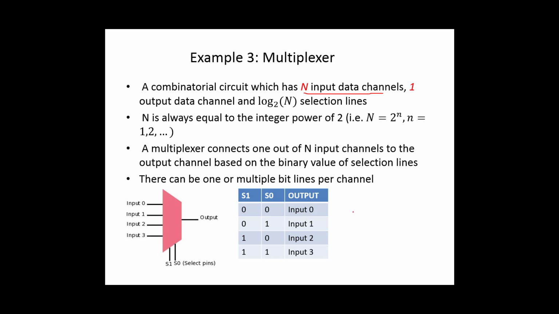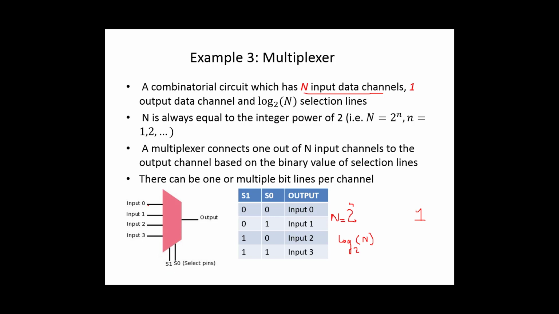So the number of input channels is always equal to 2 raised to power n, the number of output channels is always equal to 1, and the number of selection lines is always equal to log 2 of the number of input channels. So capital N is equal to 2 raised to power small n, and the number of select lines is equal to log 2 of capital N. And the task of the multiplexer is to connect one input out of these capital N inputs at a time to the output channel depending upon the binary value of the select lines.